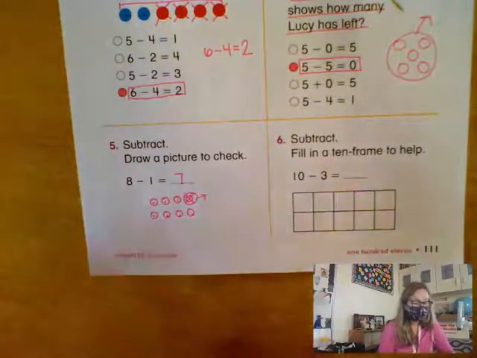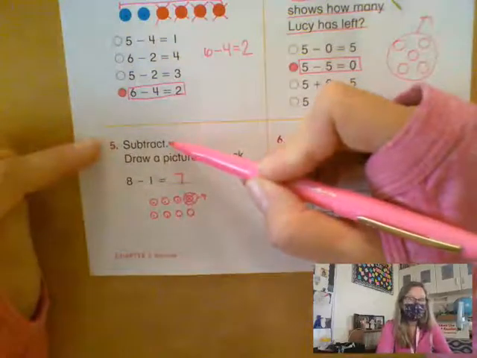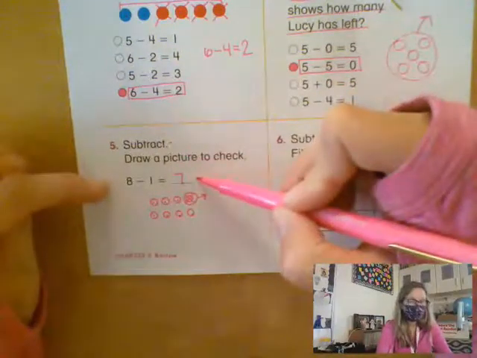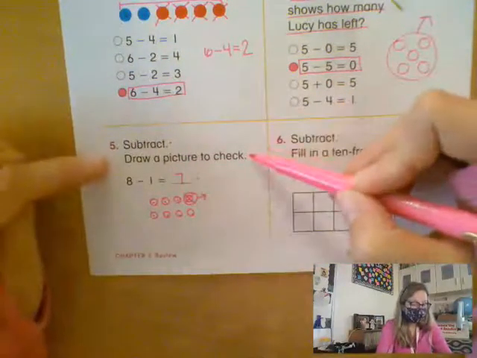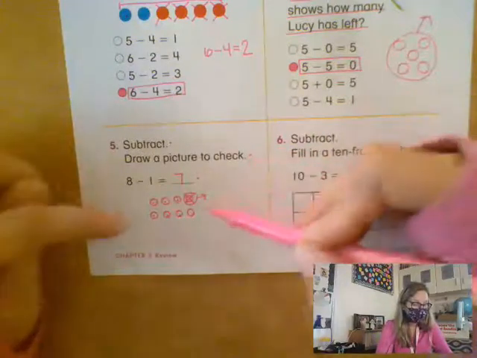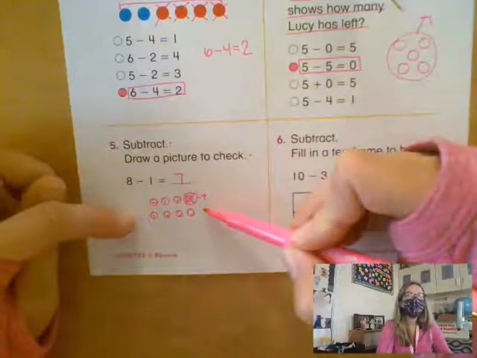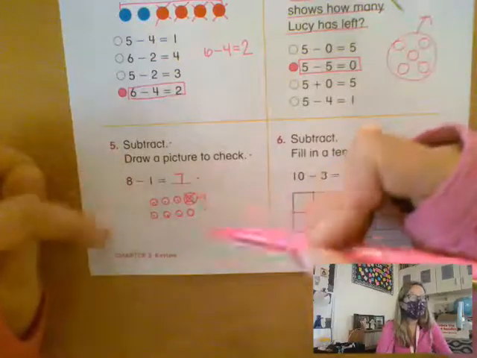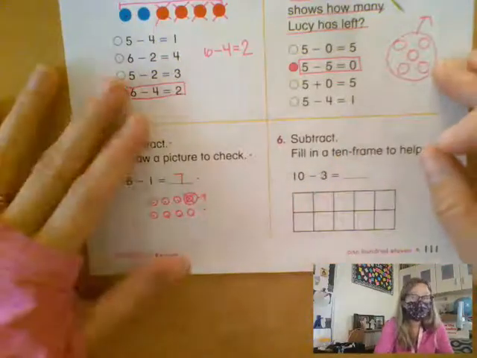Make sure there are two directions here. The first one says subtract. That's what we showed here. The second direction says draw a picture to check. There's our picture. Make sure you follow all of the directions, okay?